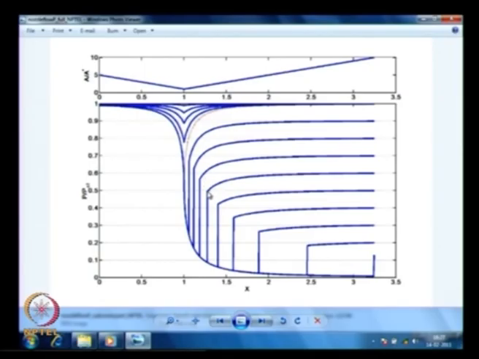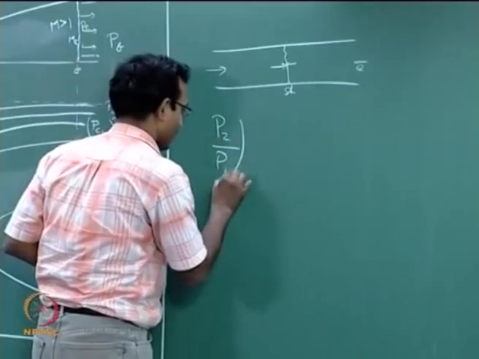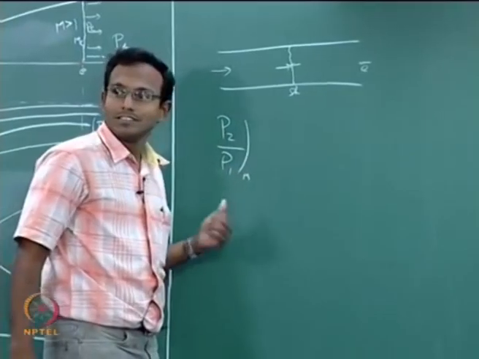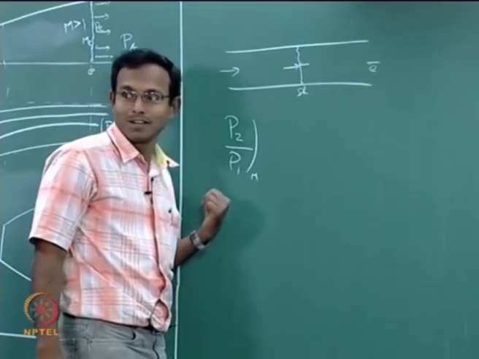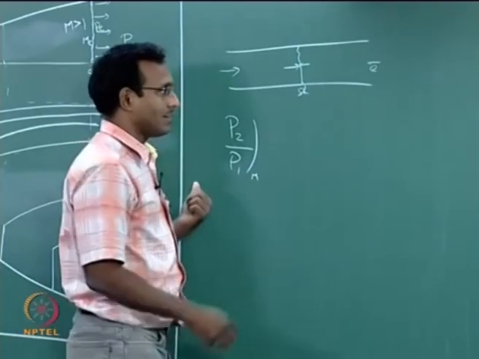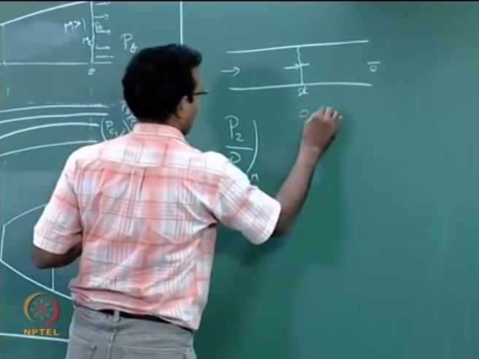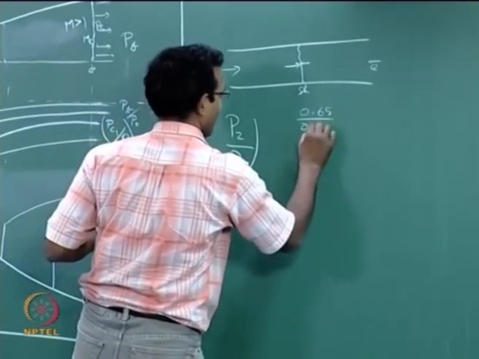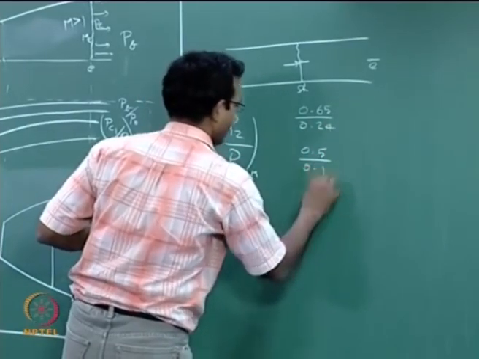All this time we have been talking about pressure jumps, but what we really wrote on the board for strength of a shock was really P2 by P1 at that Mach number. This is the strength of shock. Really the strength of the shock increases for that Mach number. In fact, you can see that in the plot also. Already I gave you two numbers. One of them was 0.65 divided by 0.24 and the other one was 0.5 divided by 0.1.